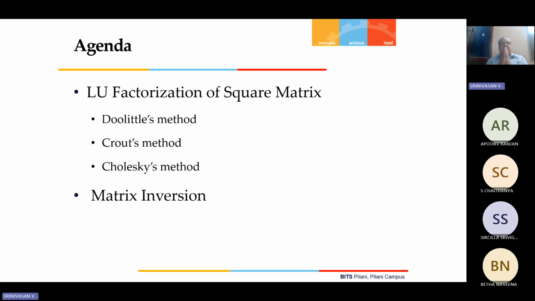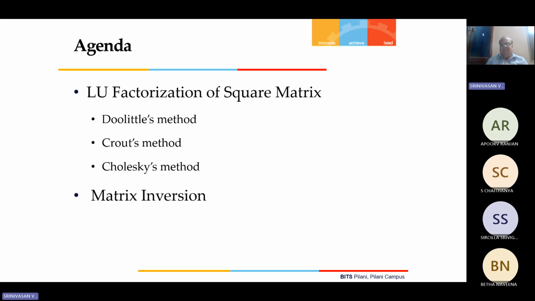So as I mentioned, Doolittle's method, Crout's method, Cholesky's method. Each one has its own way of doing it, but with only slight differences. But you have to remember those formulae to find the entries of the lower and upper triangular matrices that become the part of your decomposition, so as to make the original matrix into two.